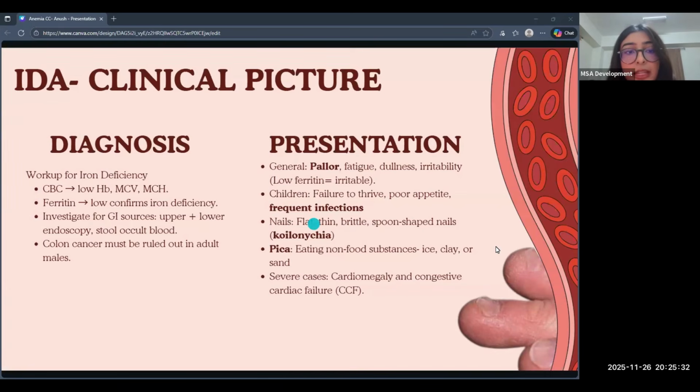Now, what happens to your nails? We talked about koilonychia. I have attached a picture right here. And there's flat and brittle nail. And remember, koilonychia is spoon-shaped nails. Then we have pica. Now, pica is when people eat strange things like non-food substances. This could be clay, sand, cement, or ice. In severe cases, we can also have cardiomegaly and congestive cardiac failure.